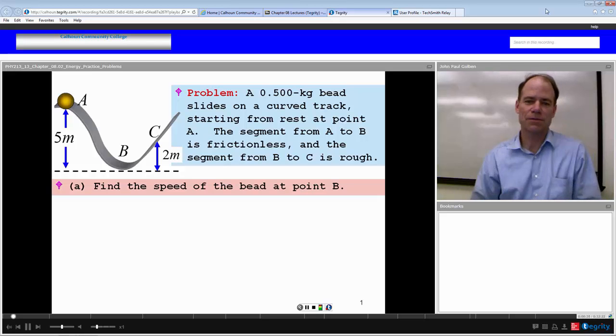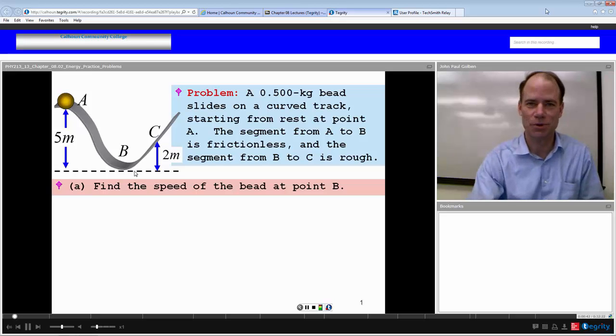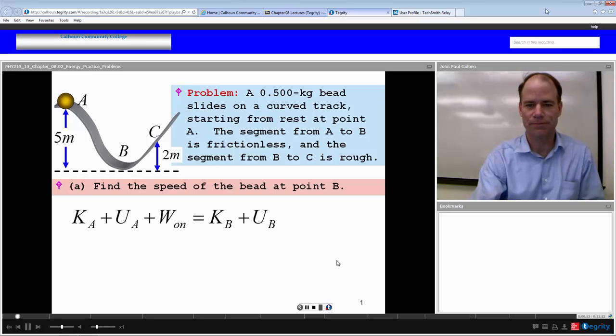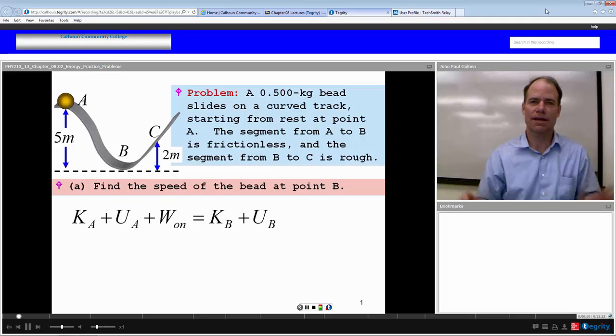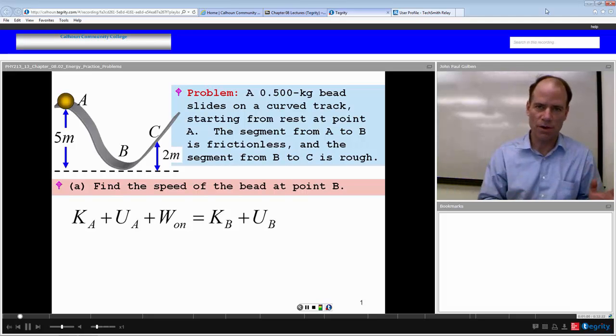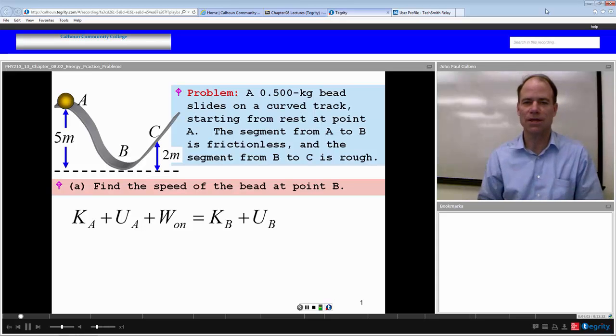Find the speed of the bead at point B. So we want to find the speed of the bead at point B. We're going to apply conservation of energy between points A and B where there's no work done along the way. We have our one equation to rule them all. Kinetic energy at A plus potential energy at A plus any work done along the way equals the kinetic energy at B plus the potential energy at B.